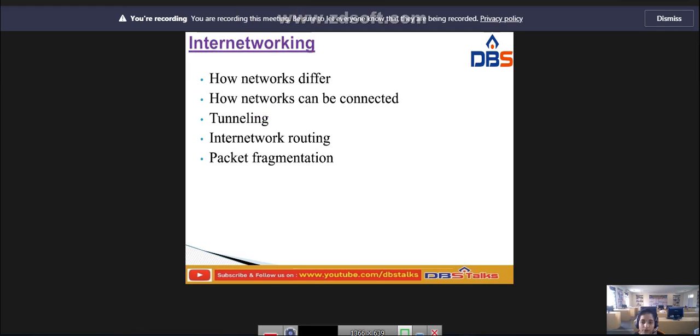Now coming to the content which we will discuss in internetworking: how networks differ, how networks can be connected, tunneling, internetwork routing, and packet fragmentation. These are the different topics we are going to discuss. So what is the first one? How networks differ.